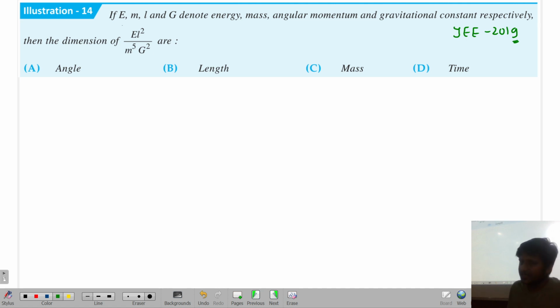E denotes energy, M denotes mass, L denotes angular momentum, G denotes the gravitational constant. What is the dimension of E L square by M to the power of 5 G square? Easy or not? Yes or no? Angular momentum, I have given you a formula. Angular momentum is equal to radius into momentum.